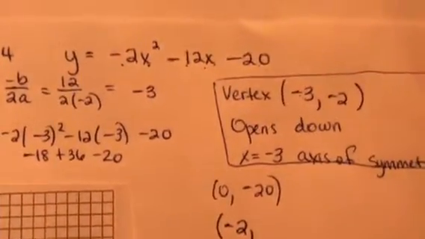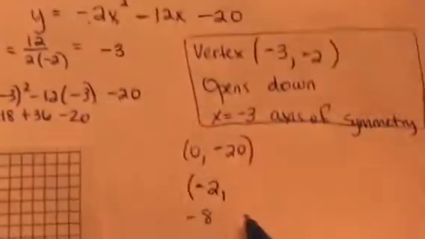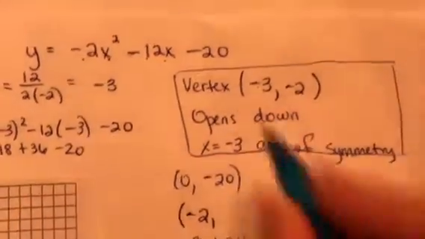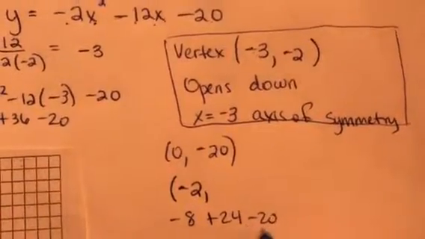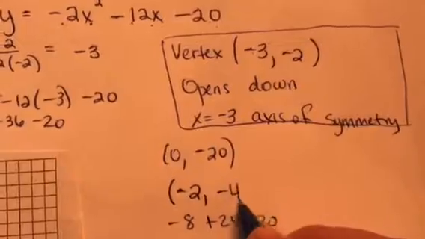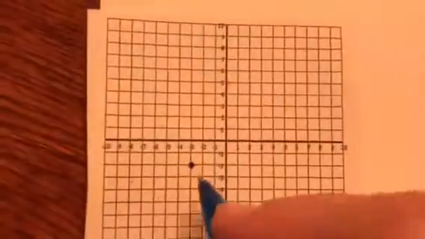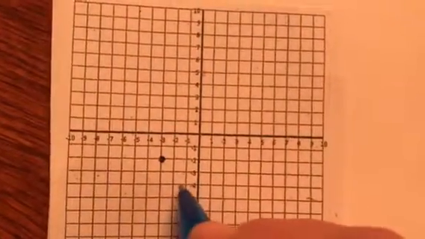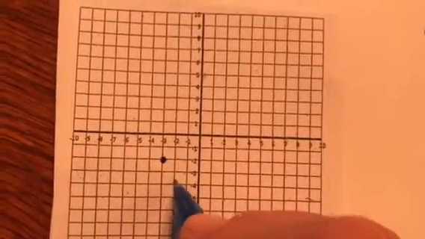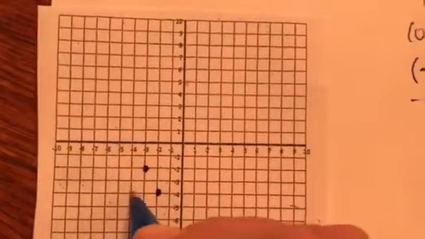So I'm just going to show my work right here. If I plug in a negative 2, that's going to give me a positive 24 minus 20. So that gives me negative 4. So there's a good point right there. So negative 2, negative 4, which is right here. So notice it went over 1 from the axis of symmetry.